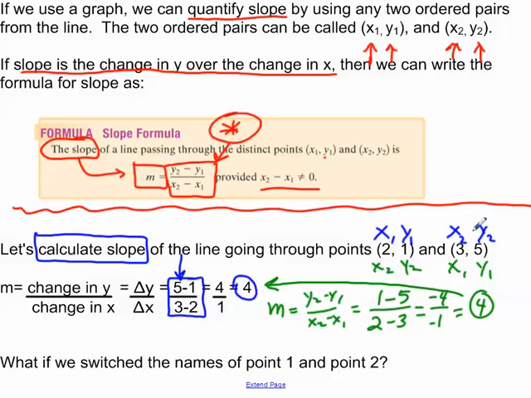Or the second point, as long as you're consistent with the numbering here, 1 and 1, 2 and 2. As long as these subscripts are the same for this point, you're going to be okay. All right, so there's our calculation.